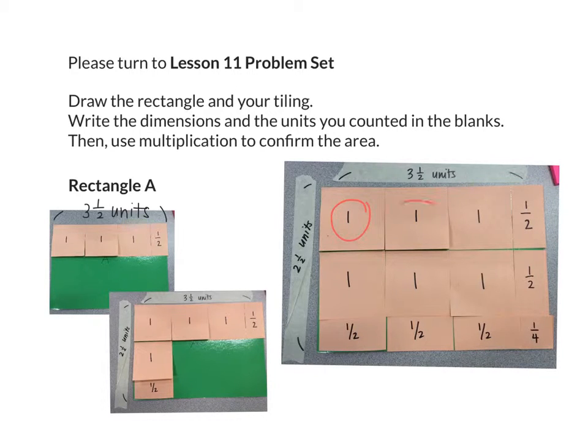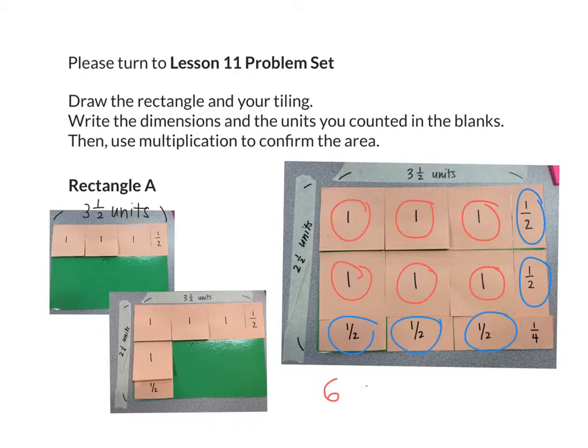Now that we've tiled our rectangle, we can start to count how many square units we have. How many whole square units do we have? 1, 2, 3, 4, 5, 6, right? Okay, so we have 6 wholes. How many halves do we have? 1, 2, 3, 4, 5. So we have 5 halves, right? How many fourths do we have? Okay, so we could add 6 plus 5 halves plus 1/4.